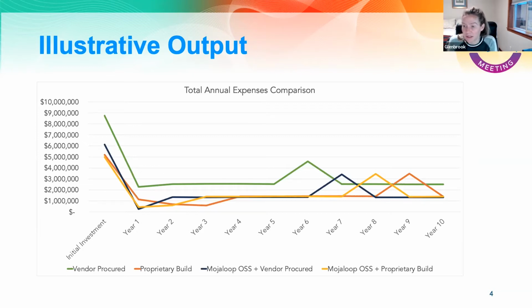And in our illustrative example, we showcase that the Mojo Loop plus proprietary build, so where you build components that aren't available via OSS, this is the yellow line, if you can see from a distance, requires the lowest initial investment expense, as you can see on the far left, compared to all three, where the highest is the vendor procured. And similarly, the two Mojo Loop platforms, both the vendor procured and the Mojo Loop plus proprietary build, require the lowest annual ongoing expenses.